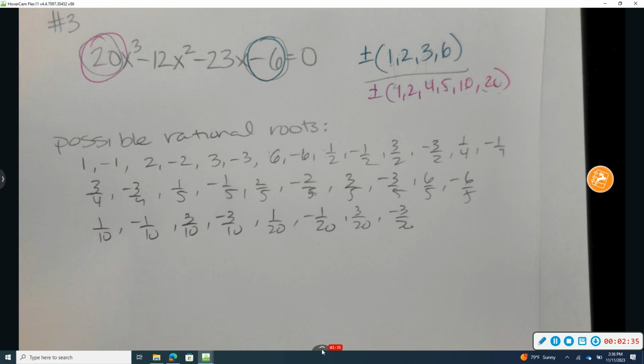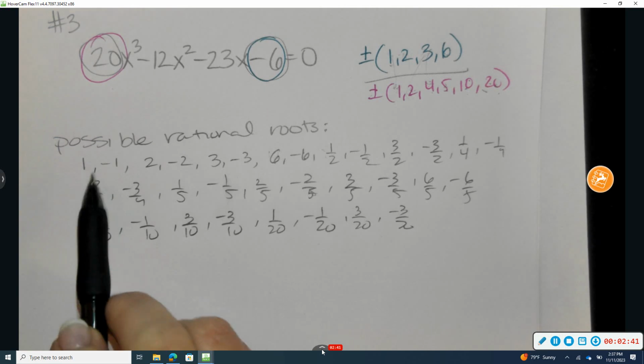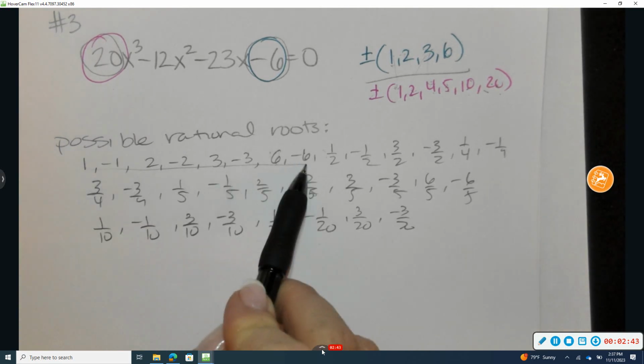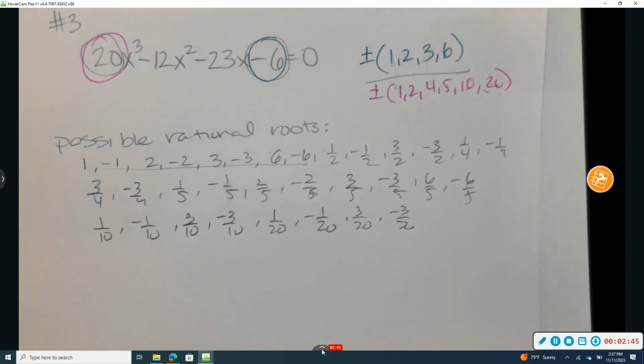Once I find one that works, I can take what's left below the synthetic division, and then I can work with that to try to solve. So I'm going to start by trying all of these to see if it works. And to save time on this, that's a lot to test, I'm going to find out which one works, and I'll be right back with you.